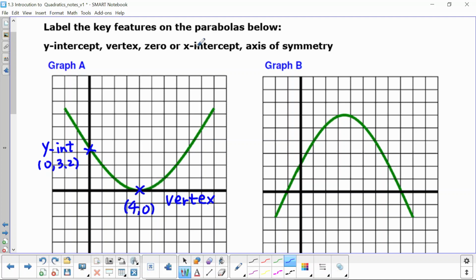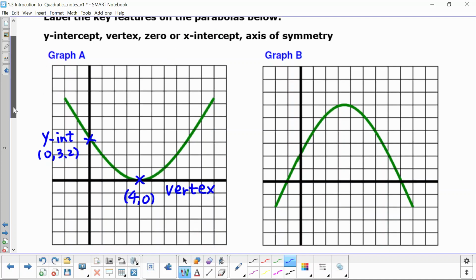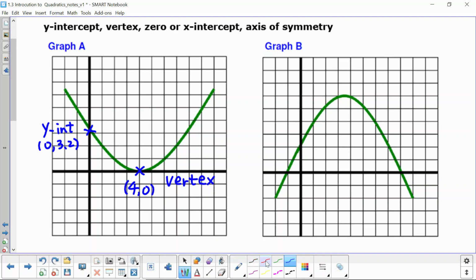Then the zeros or x-intercept. This time it happens that the vertex is also the x-intercept, or zeros, for this graph. So this one is the x-intercept. They are the same point. It is the vertex and also the x-intercept. And we also call it zeros.